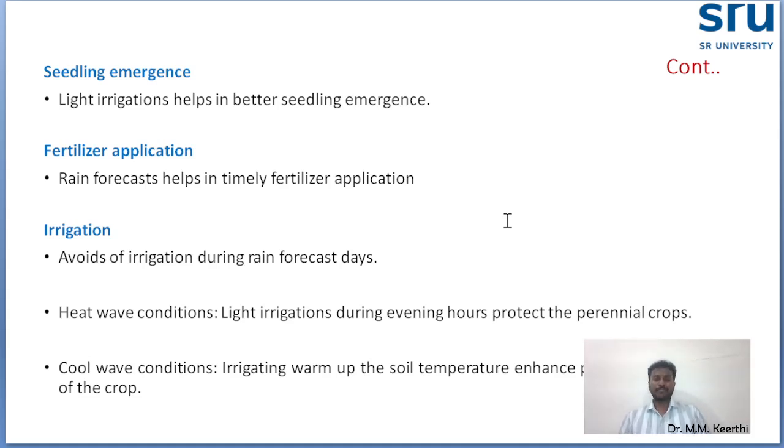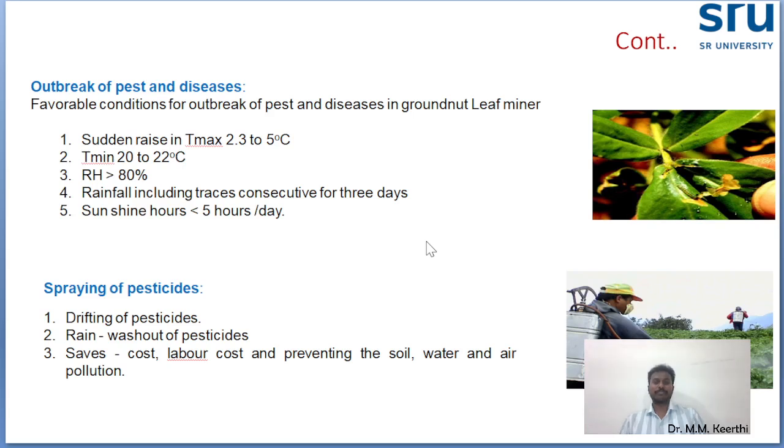Fertilizer application: the time of fertilizer application can be decided by the weather forecasting. And irrigation is the same. If rainfall is occurring, there is no need to give irrigation. If heat waves are there, you can give irrigation. If cold waves are there, you can irrigate to warm up the soil temperature and encourage physiological activity. So based on the weather condition, you can decide whether to give light irrigation, heavy irrigation, or no irrigation. Everything we can decide based on this forecasting. These are some of the examples I have given.